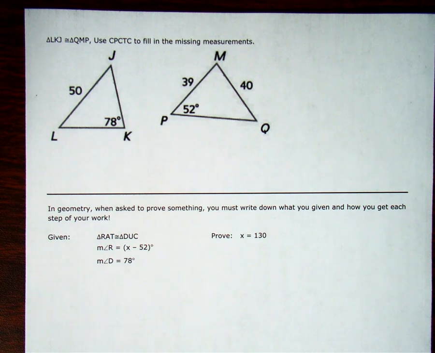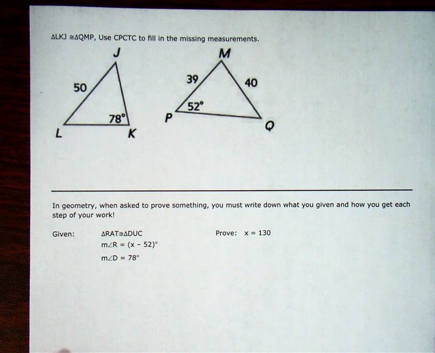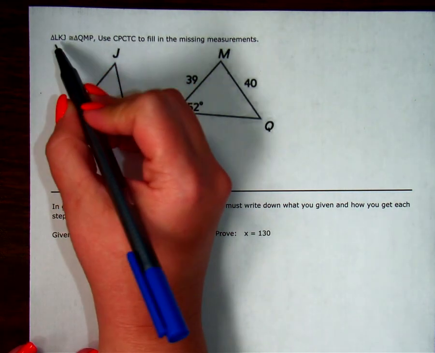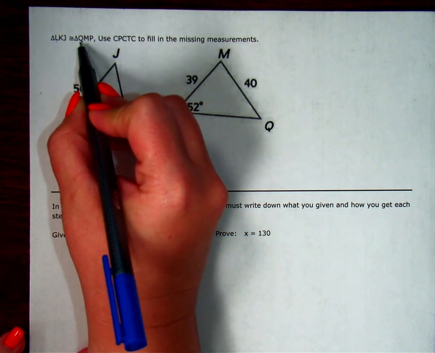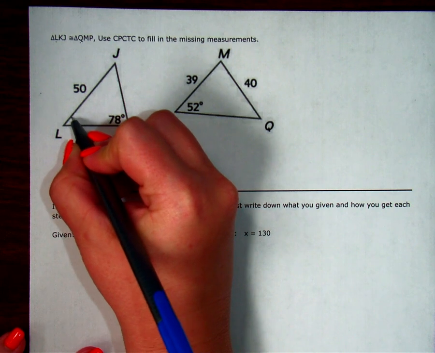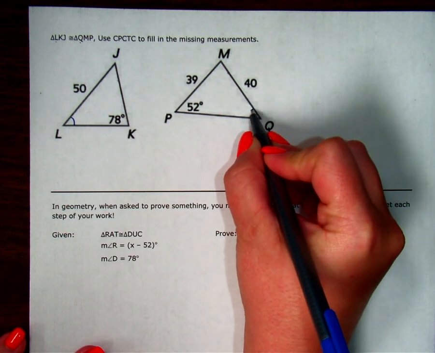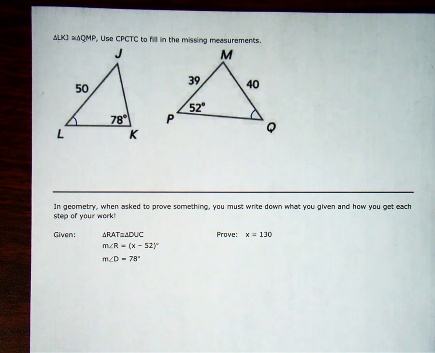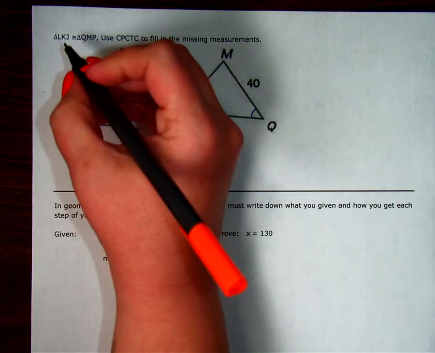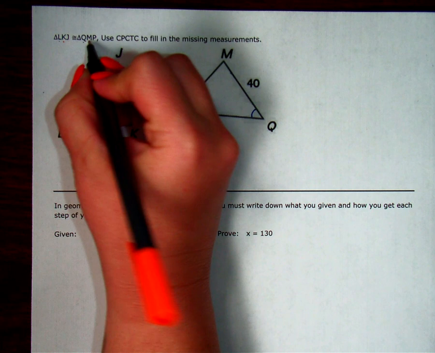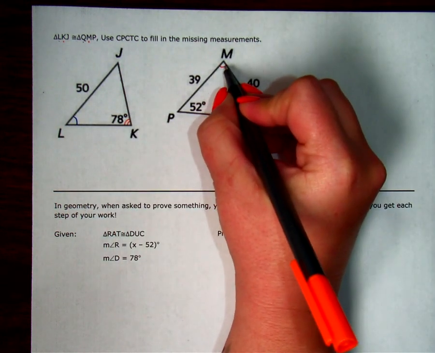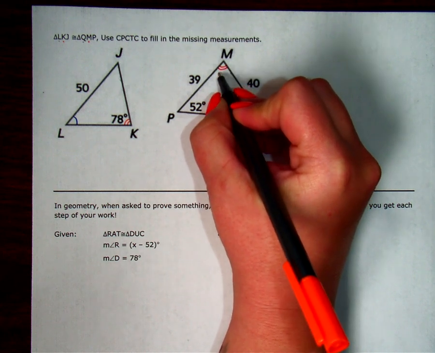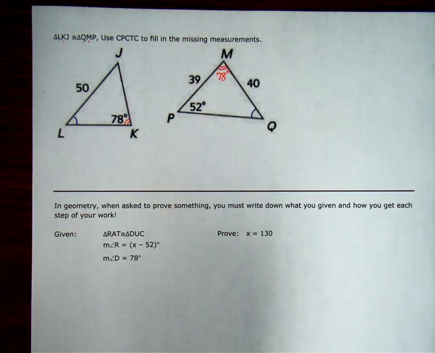Remember, there are 3 angles in each triangle and 3 sides of each triangle, so 6 total measurements in each triangle. If I look at my congruence statement, I can see my first letter L is going to match up with my first letter Q. So that means angle L will match up with angle Q. And I don't know either one of those, so we'll have to come back to that one later. Then I have angle K corresponds or matches with angle M. So since I know K is 78, I know M is also 78 degrees.